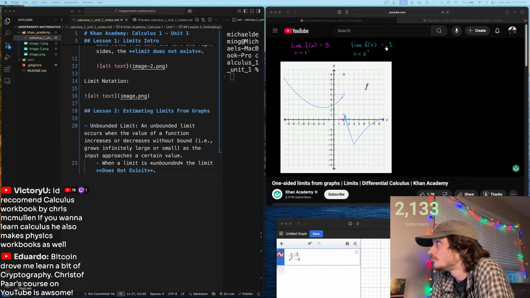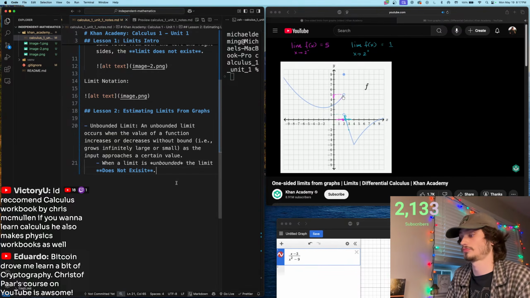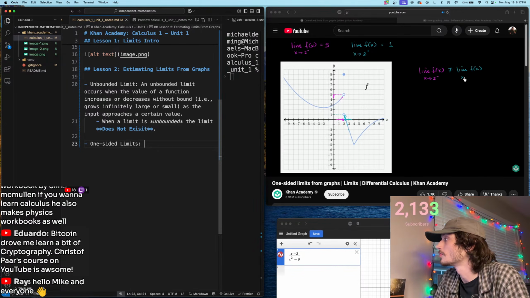When we think about limits in general, the only way a limit at 2 will actually exist is if both of these one-sided limits are the same thing. In this situation, they aren't. As we approach 2 from values below 2, the function seems to approach 5, and as we approach 2 from values above 2, it seems to approach 1. So, let me write this down, the limit of f of x as x approaches 2 from the negative direction does not equal the limit of f of x as x approaches 2 from the positive direction.